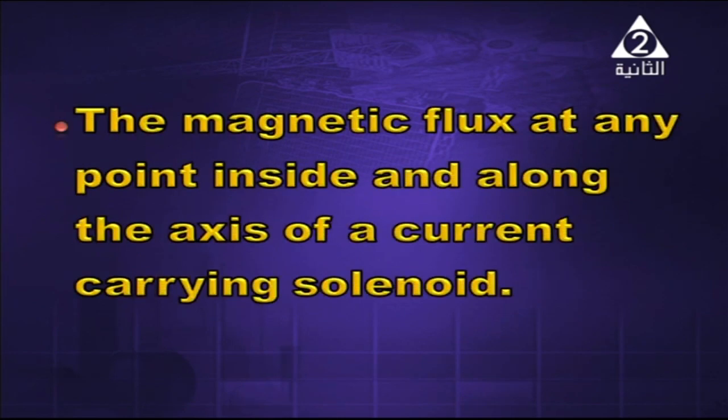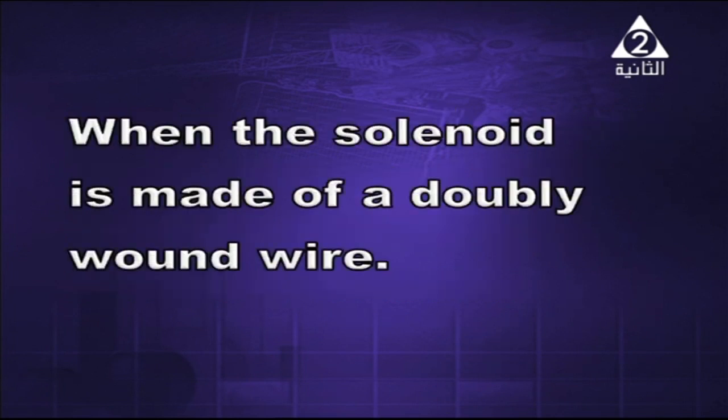When does the magnetic flux density at any point inside a current carrying solenoid equal 0? It happens when the solenoid is made of a doubly wound wire. So it must be made of doubly wound wire.